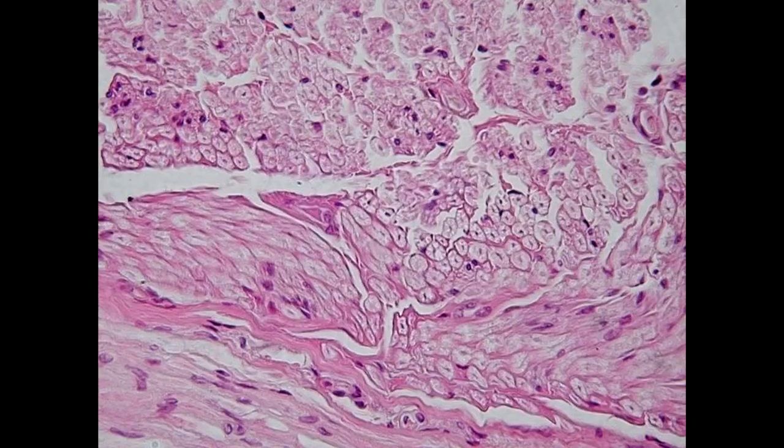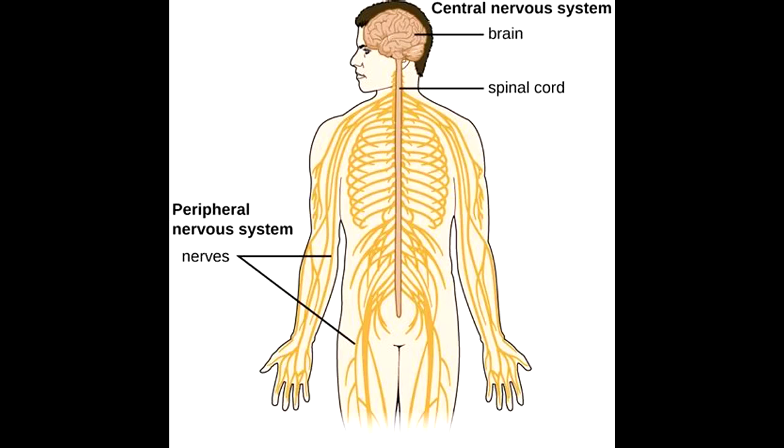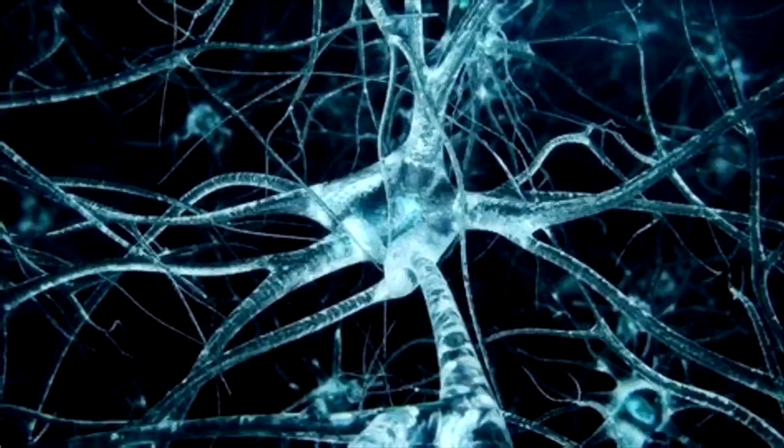Nervous tissue surprisingly makes up the nervous system. There are two types of nervous tissue: neurons and neuroglia. Neurons are cells that can transmit signals called nerve impulses.